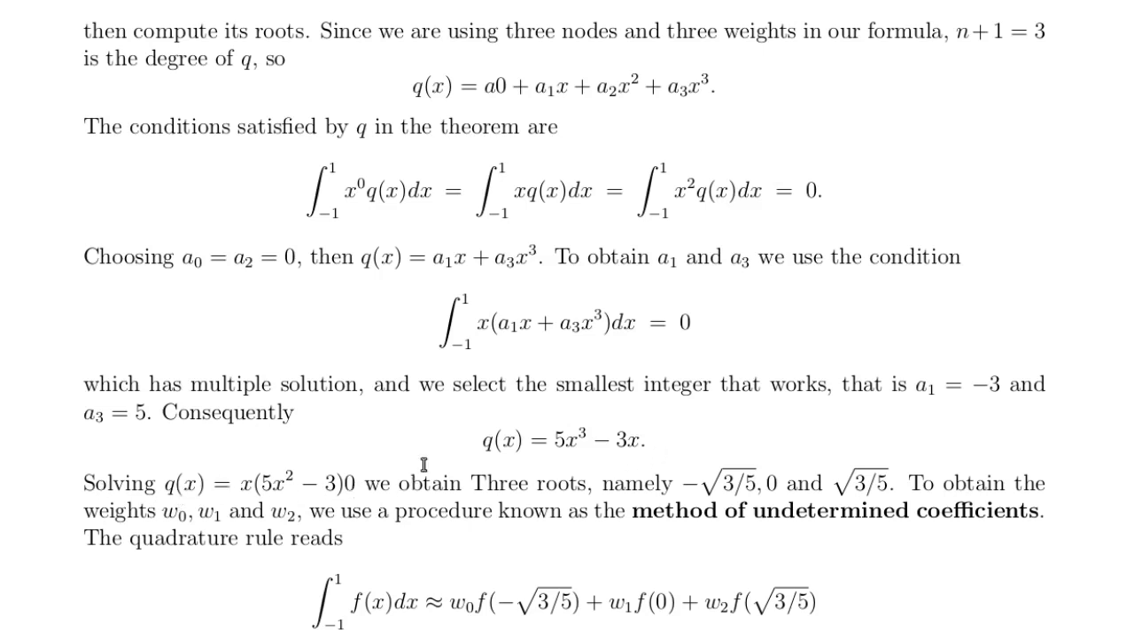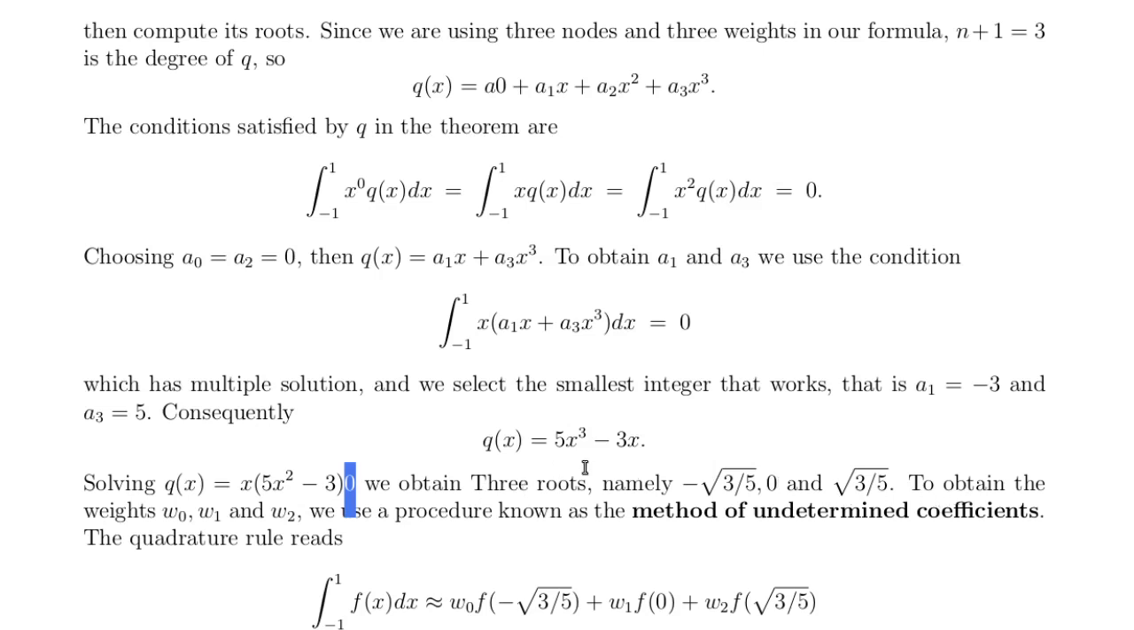So Q(x) equal to 0, we can see that x is a factor. We can factor out x, and then we solve the equation. So this is equal to 0. Then these are the 3 roots: minus square root of 3 over 5, 0, and square root of 3 over 5. So these are the 3 roots. So these are our x0, x1, x2.